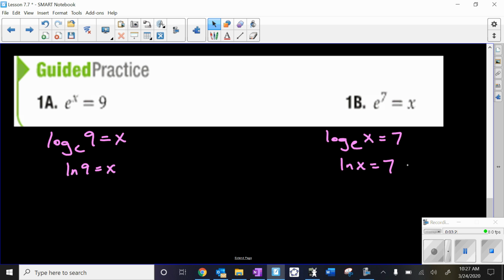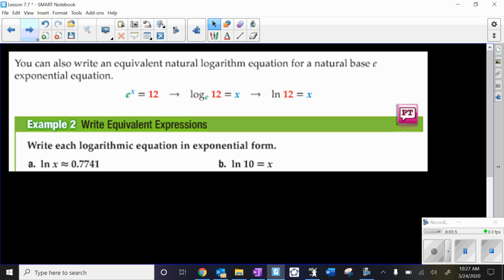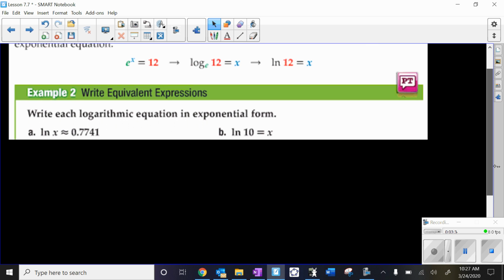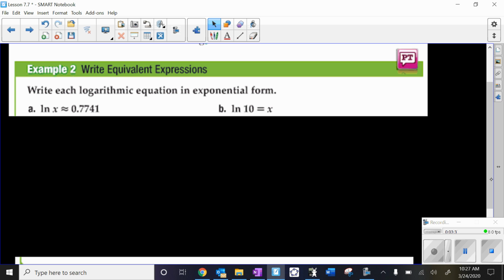Okay, so that's going from exponential to a log. We can do the same thing going backwards, though. We can start as a natural log and then convert it to exponential. I think this way may be just a little bit easier. So if I'm dealing with natural log of x is approximately 0.7741, we're going to take that and convert it from logarithmic to exponential. So since I have natural log, the natural base is e. So we're going to say e to the 0.7741 is equal to x.